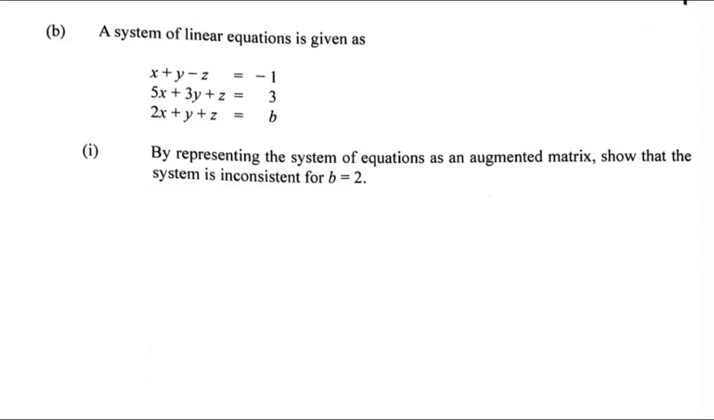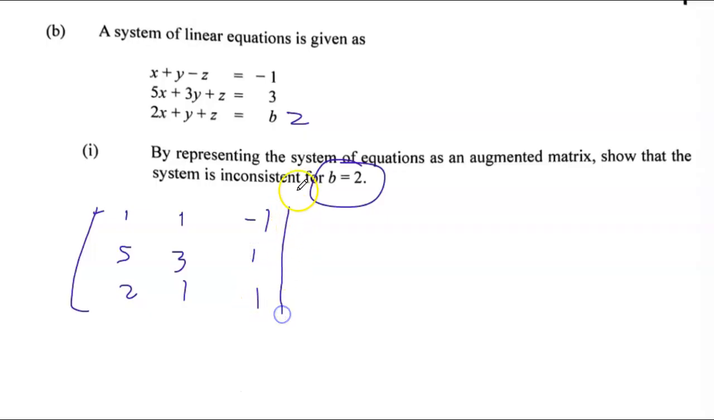A system of linear equations is given, and we have a system there. By representing the system of equations as an augmented matrix, show that the system is inconsistent. We are asked to use b equal to 2. So we're going to rewrite it in matrix form. Using the coefficients for x, that's 1, 5, and 2. For y, that's 1, 3, and 1. For z, that's minus 1, 1, 1. And on the other side, we have minus 1, 3, and we use b as 2.